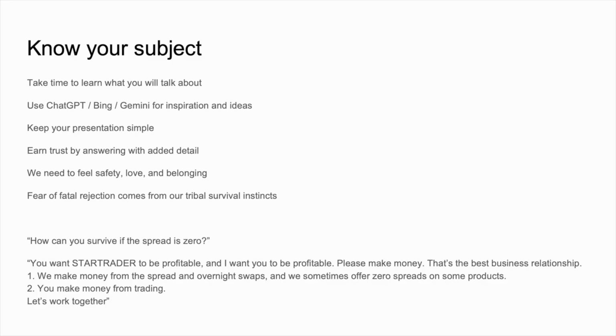And this is where, in my view, ChatGPT, Bing, Gemini are fantastic. They're incredibly good for inspiration and ideas. Super, super good. But ChatGPT, Gemini, Bing are not going to write your presentation for you, because in that case they could write the same presentation for everyone else, and people want you. So those are fabulous tools to help you. Maybe they can give you a structure, but it's still you. It's got to be you. Keep your presentation simple enough and then earn trust by answering questions with added detail. It's beautiful.